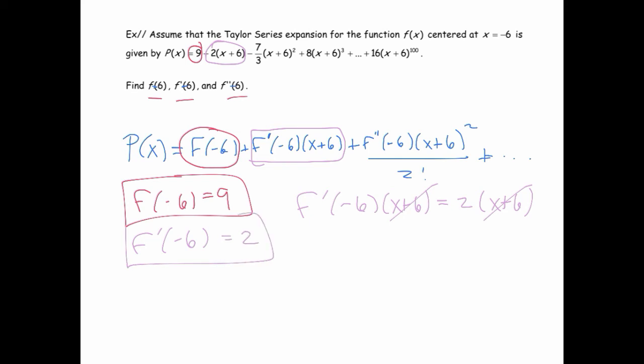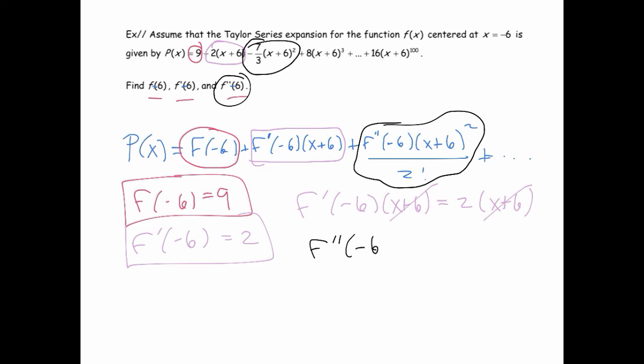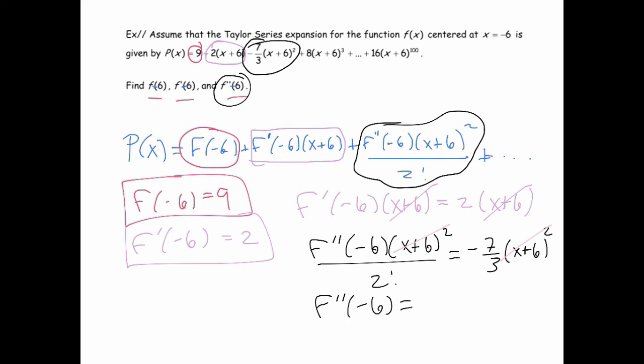And then lastly, we want to look at f double prime of negative 6. So f double prime of negative 6 comes from this term, and we've got to match that up with the second degree. So we know that f double prime of negative 6, x plus 6 squared over 2 factorial, is supposed to reduce to that. So we can cancel those out, and then just multiply both sides by 2 to get that f double prime of negative 6 is equal to negative 7 thirds times 2, which is negative 14 thirds.